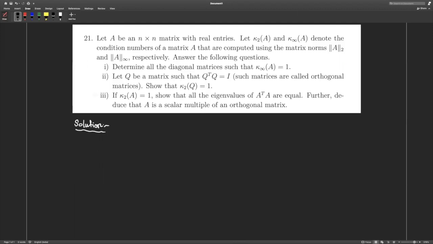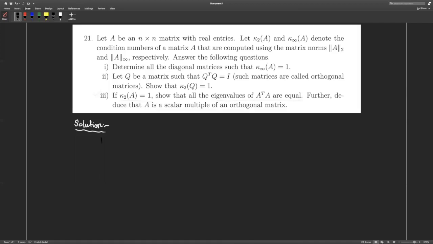The problem says that you have an n cross n matrix A with real entries, and you are also given that the condition number of the matrix A with respect to the Euclidean norm is 1. Then we have to show that all eigenvalues of A transpose A are equal. We also have to deduce that the matrix A is a scalar multiple of an orthogonal matrix.